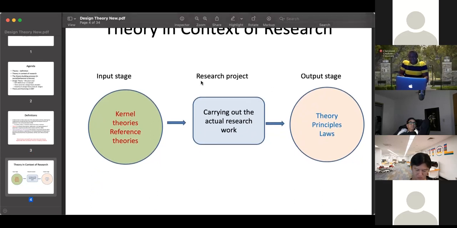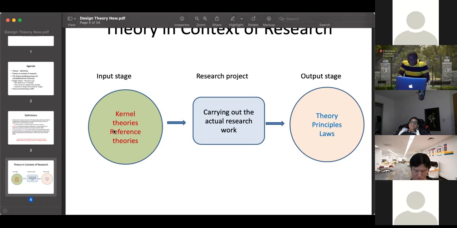The kernel theories, carrying out the actual research, and the law principles. Here, because we are talking about theories, we are connecting everything together: quantitative, qualitative, design science. Theory is everywhere. In design science research, you need a theory. And Gregor mentioned the last type of theory we have in IS is the design and action theory, theory for design and action.